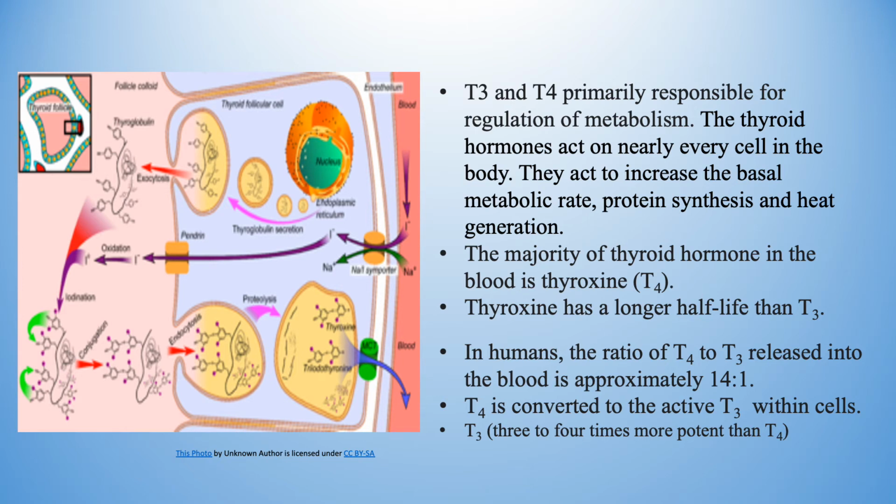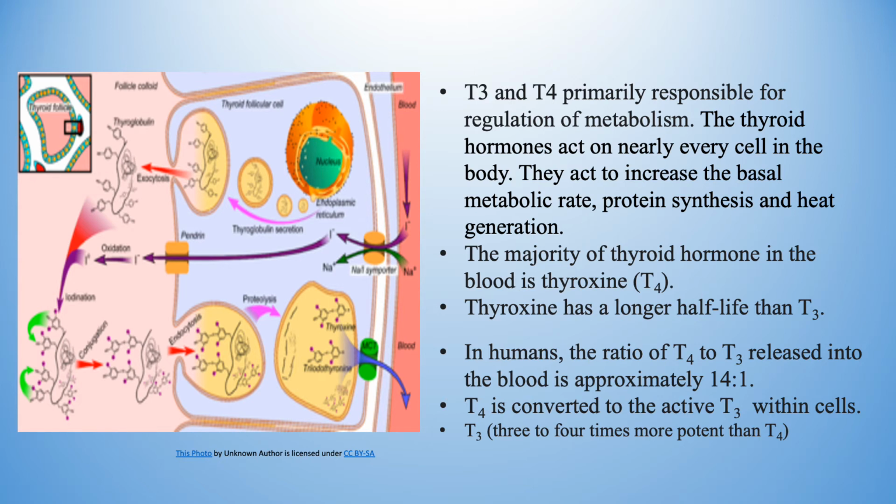T3 and T4 are primarily responsible for regulation of metabolism. The thyroid hormones act on nearly every cell in the body. They act to increase the basal metabolic rate, protein synthesis, and heat generation. That means if you have more than enough T3 and T4, the patient will feel hot. If you have less than required T3 and T4, the patient will feel what? Cold. So you can understand the pathology if you know this fact.